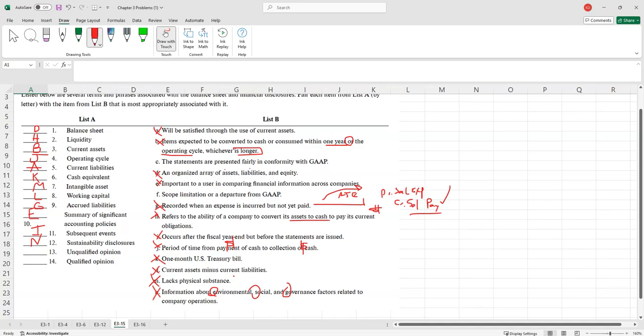13 and 14, right? Unqualified opinion. This is going to be C, right? The financial statements are presented fairly in conformity with GAAP. Whereas a qualified opinion would be F, right? Like you fail, a scope limitation or a departure from GAAP. These are different opinions that you can give in the auditor's report.